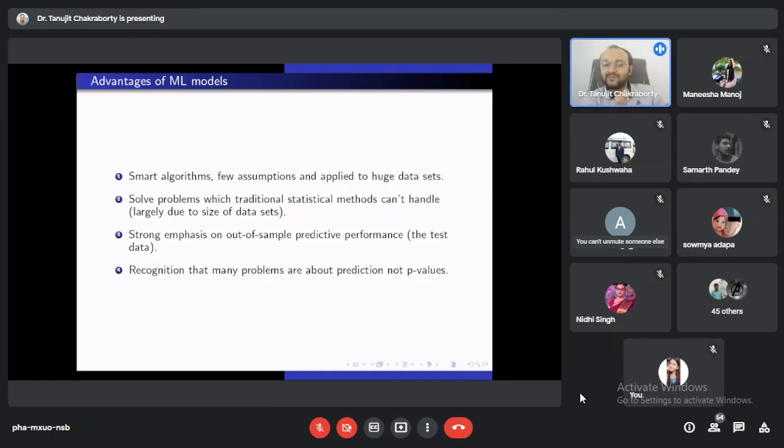Whereas the ML models are very smart algorithms. They have very few assumptions. They can be applied to big data problems. They solve the problems which traditional methods couldn't handle, like very large sample size data. They have a very strong emphasis on out-of-sample predictive performance, and they recognize that many problems are prediction problems, not p-value problems. Statisticians are currently still stuck on the idea that if the p-value is not this, we are not going to work. Prediction is what matters most, more than the p-values.